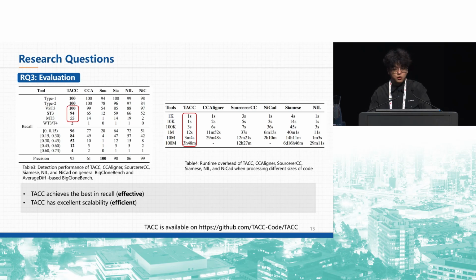The results are shown in tables. TACC achieves the best recall among all tools while maintaining high precision, especially in the detection of very strong type 3 and moderate type 3 clones. This is due to the SDL algorithm in the verification phase. In addition, the runtime overhead of TACC is also excellent, only behind NIL. Due to the token-based filtering, TACC has the ability of large-scale clone detection, and our tool is available on this site.